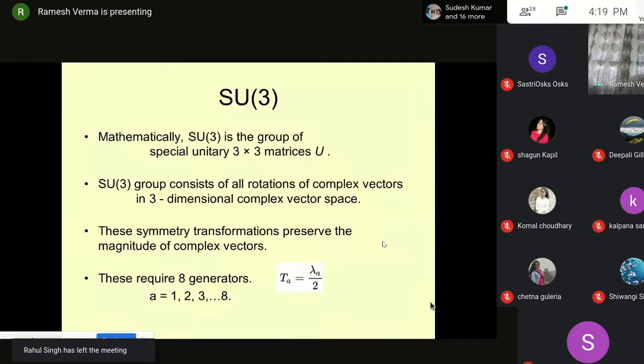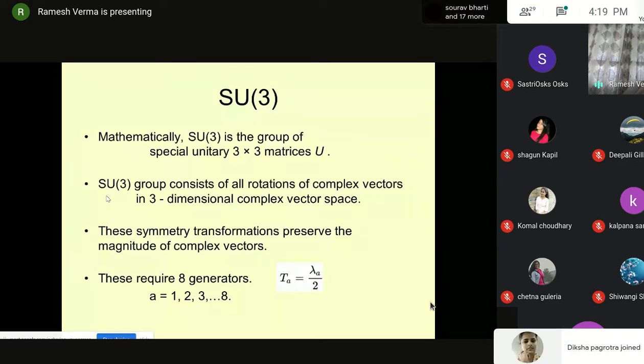So essentially, the special unitary group in three dimensions is, mathematically speaking, a group of special unitary 3x3 matrices. Say we call them U. And essentially, like SU2, SU3 is also nothing but rotations of complex vectors living in a 2 or 3 dimensional complex vector space. So if you limit the dimensionality of the vector space to 2, then rotation of those complex vectors would be described by SU2.